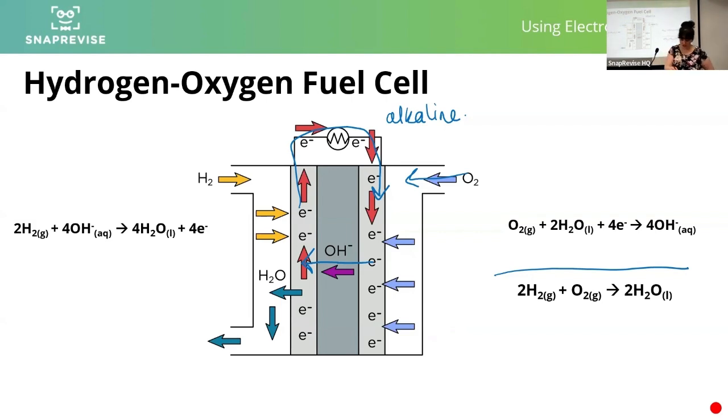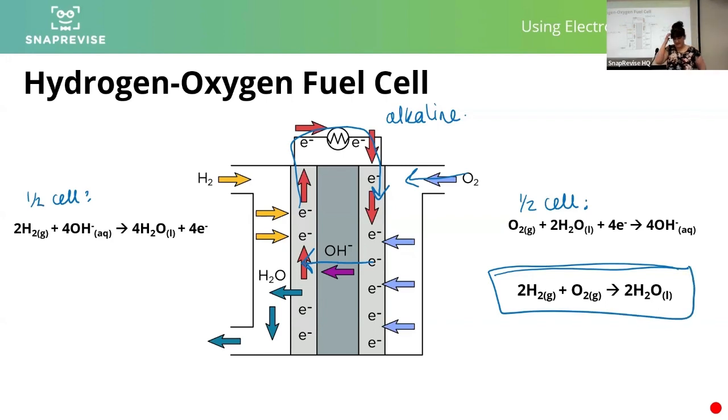The overall equation, you'll notice, if we combine one half cell and the other half cell, and delete things that appear on both sides of the equation, we come up with 2H2 plus O2 goes to make 2H2O. That is our overall reaction equation.